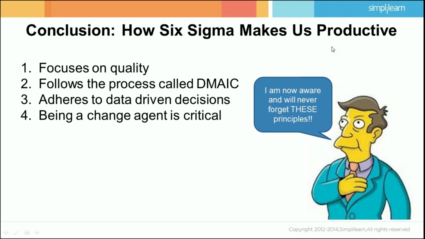Our conclusion is that how Six Sigma unlocks productivity is based on four principles. Number 1, it focuses on quality. Number 2, it follows the process called DMAIC. Number 3, it adheres to data-driven decisions. And number 4, being a change agent is critical to unlocking the productivity that's already there in our processes and in our organizations. But this is our conclusion.